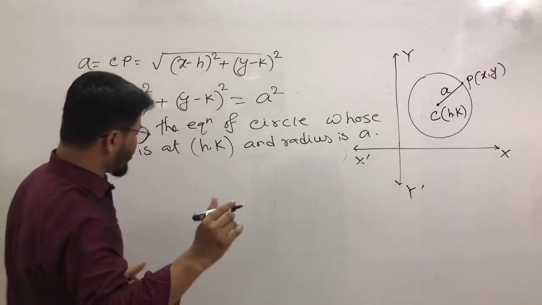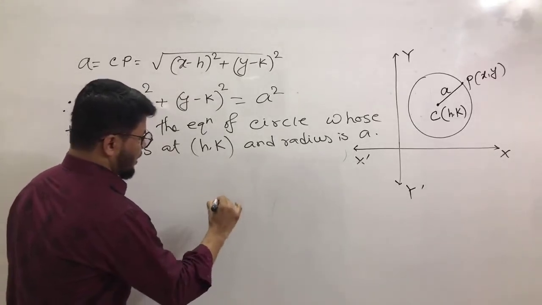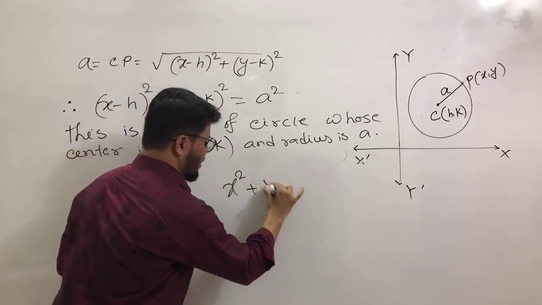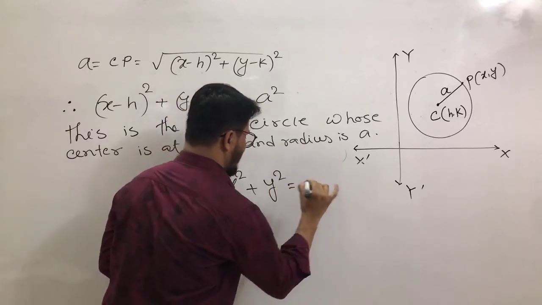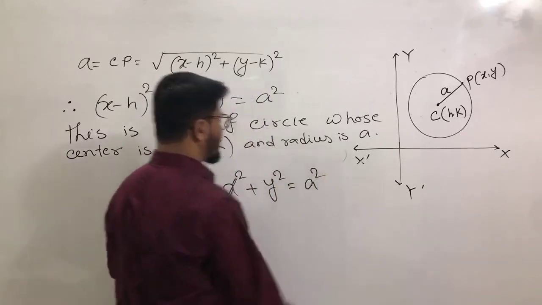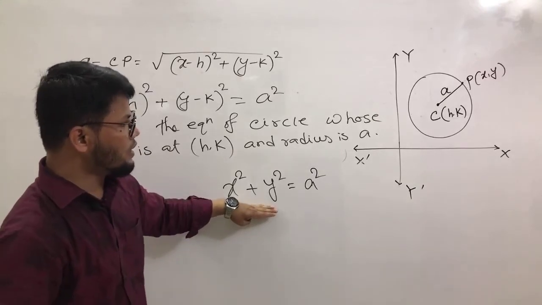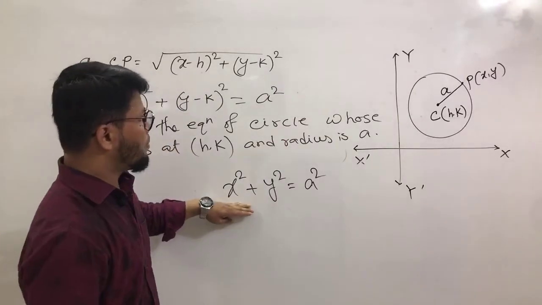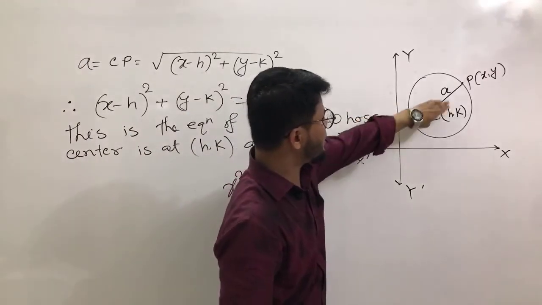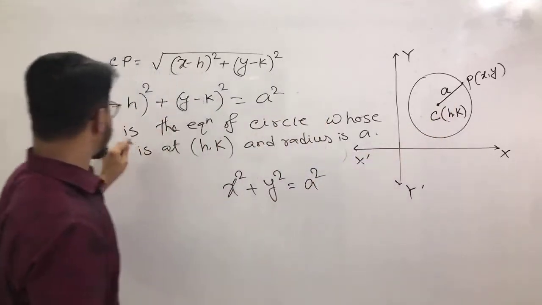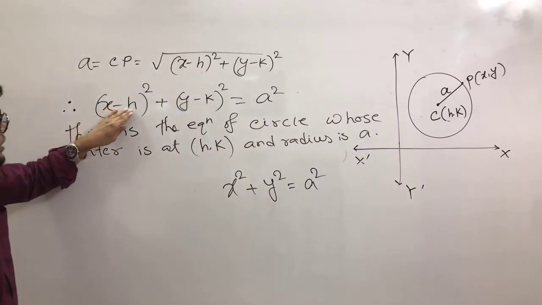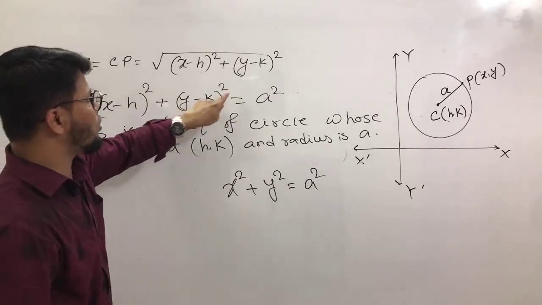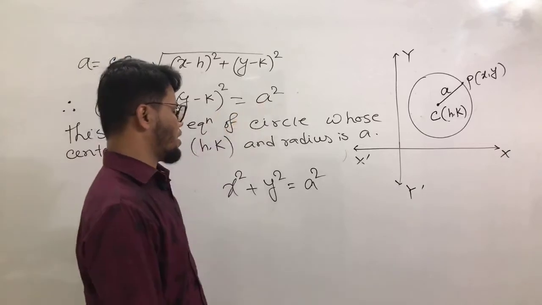So we have said before, if the center is at origin, then the equation of the circle will be x square plus y square equal a square, that means radius square. Here the center of the circle is at origin, but when the center is not at origin, that is outside the origin, then the equation will be x minus abscissa whole square plus y minus the value of ordinate whole square equal radius square.